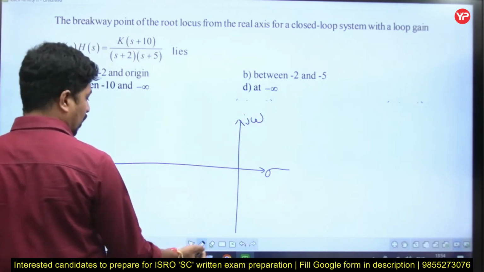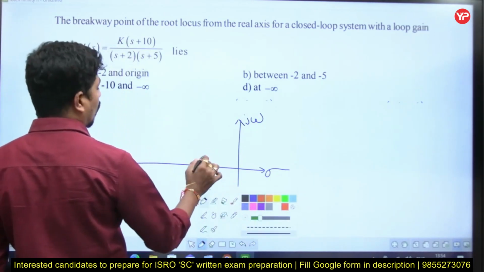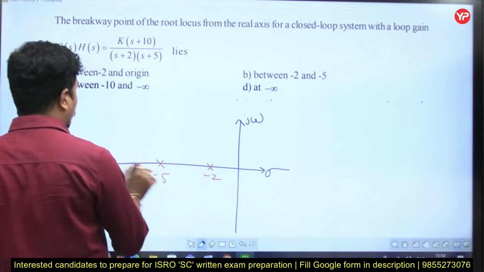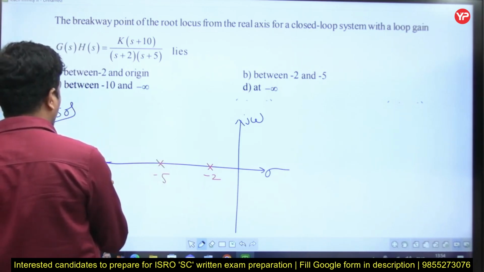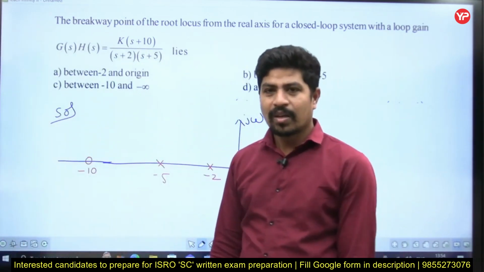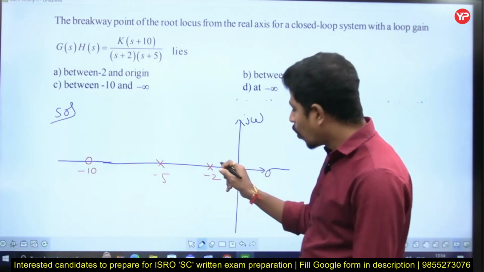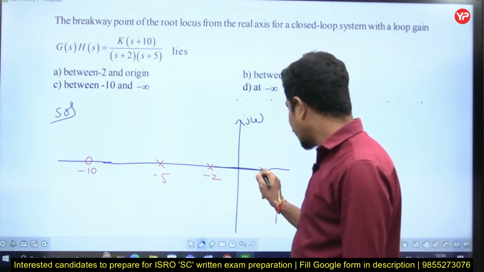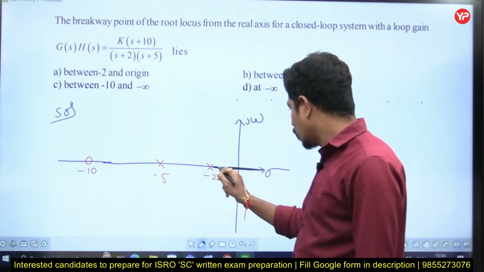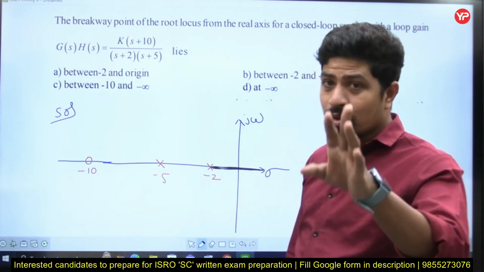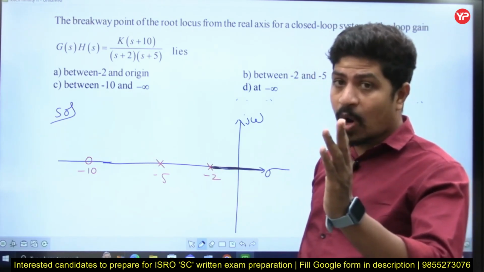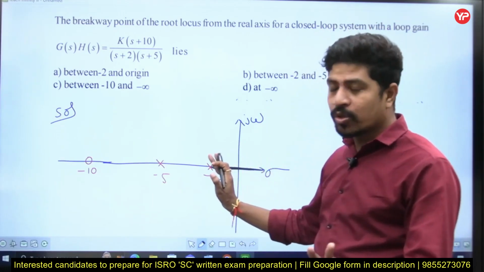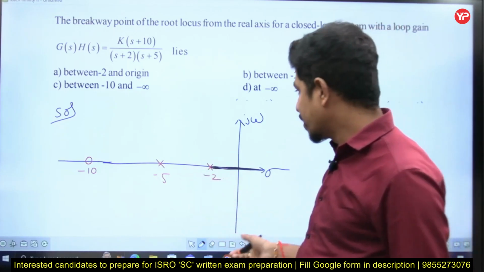Observe here carefully. We are going to apply one rule. At -2 there is a pole, at -5 there is a pole, at -10 there is a zero, at -10 there is a zero. Now, does a breakpoint exist here? No. Why? First of all, this region does not exist on the root locus. For a point on the real axis to exist on the root locus, the total number of poles and zeros to the right side of that point must be odd. In this region, to the right side, there are no poles and no zeros. Zero means even number, so it does not exist.